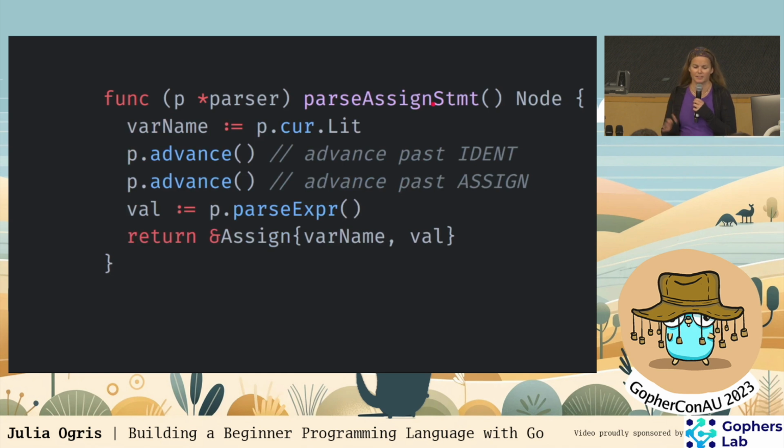So looking at parse assignment statement, we're finally getting close to the leaves of the AST. We know we're on an identifier token, so we can take the literal value of that out as the variable name. We advance the token stream twice, past the identifier and the assignment token, and now we can parse the expression as the right-hand side of the assignment, and again return that as the node.